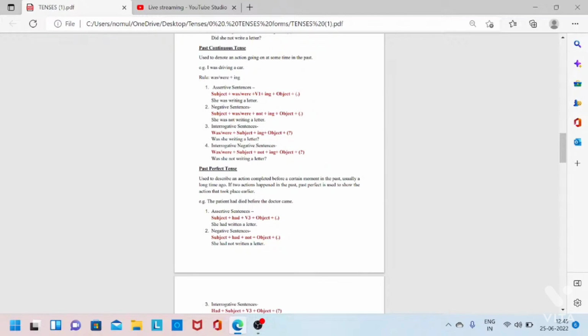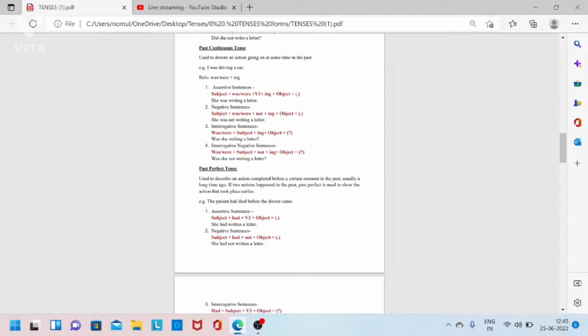So this is a sentence, and we have the assertive formula: subject plus had plus v3 formation plus object. So she had written a letter. And for the negative sentences, subject plus had plus not plus v3 plus object.